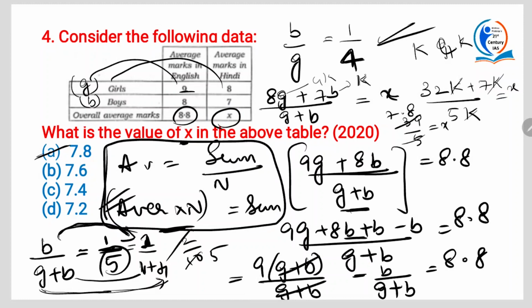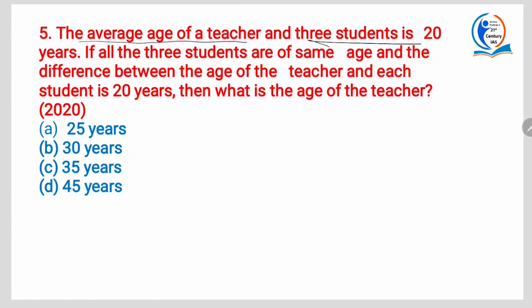Now, the average age of teacher and 3 students is 20 years. If all the 3 students are of same age and the difference between the age of the teacher and each student is 20 years, then what is the age of teacher? See here, they're saying that the age of the students is same. So if we take the age of teacher as T, the age of student as S, then they're also saying that the difference between the age of teacher and student is 20 years. So T minus S is 20. And S will become how much?